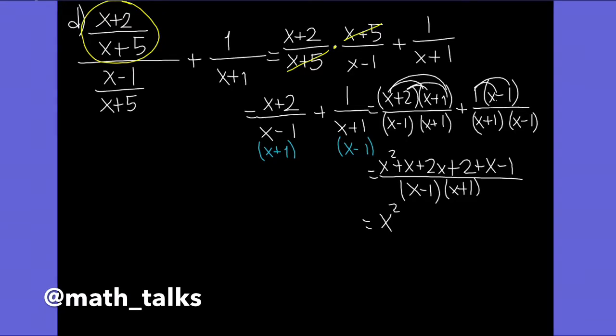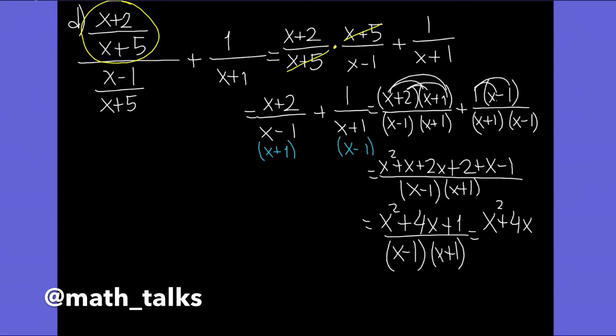x squared, x plus 2x plus x, so the result will be plus 4x, 2 minus 1 plus 1, over (x minus 1)(x plus 1). I cannot factorize my numerator, which means there are no same factors, so you can write it x squared plus 4x plus 1, and your denominator can be written as x squared minus 1 squared, but we are not writing the square for 1. So that will be your result.